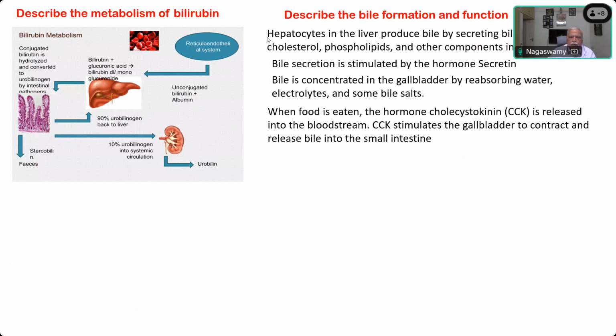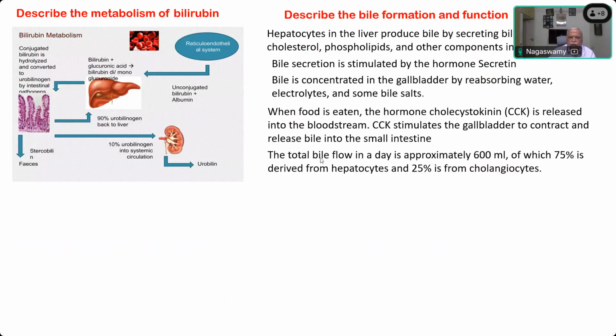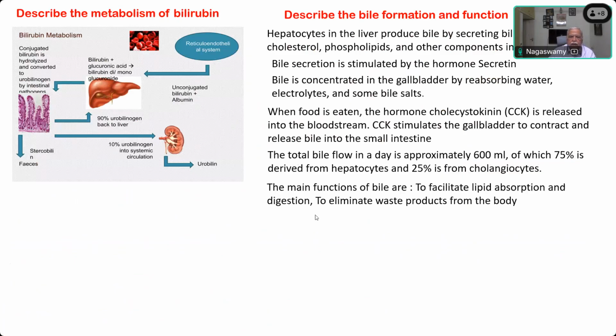Here, even though the majority is produced by the hepatocytes, some amount is also secreted by the cells of the biliary tree, which are called cholangiocytes. Okay, that also contributes. Yes, sir. The total flow of bile per day is about 600 ml, of which 70% is derived from hepatocytes and 25% from cholangiocytes. And the main function of the bile is to facilitate lipid digestion and absorption, and to eliminate waste products from the body. Okay, this is the main function.